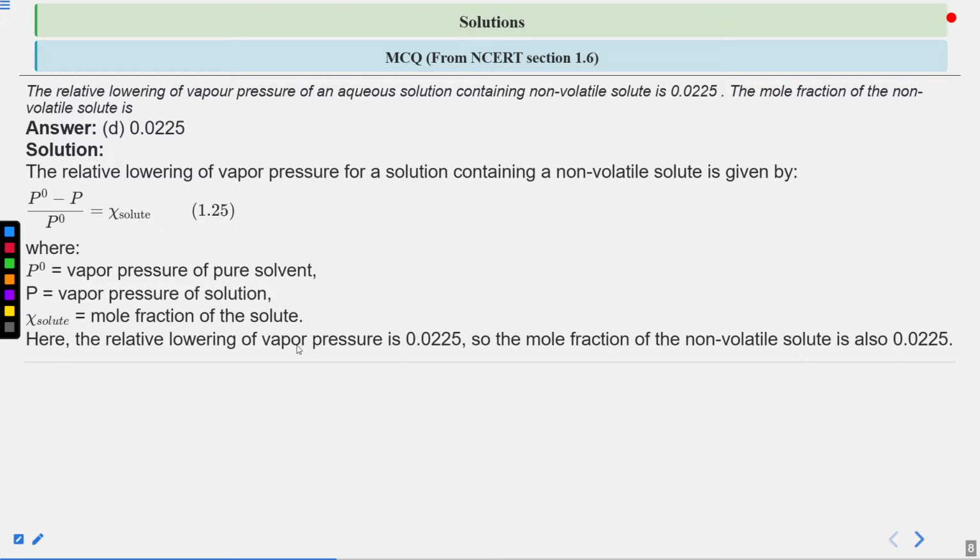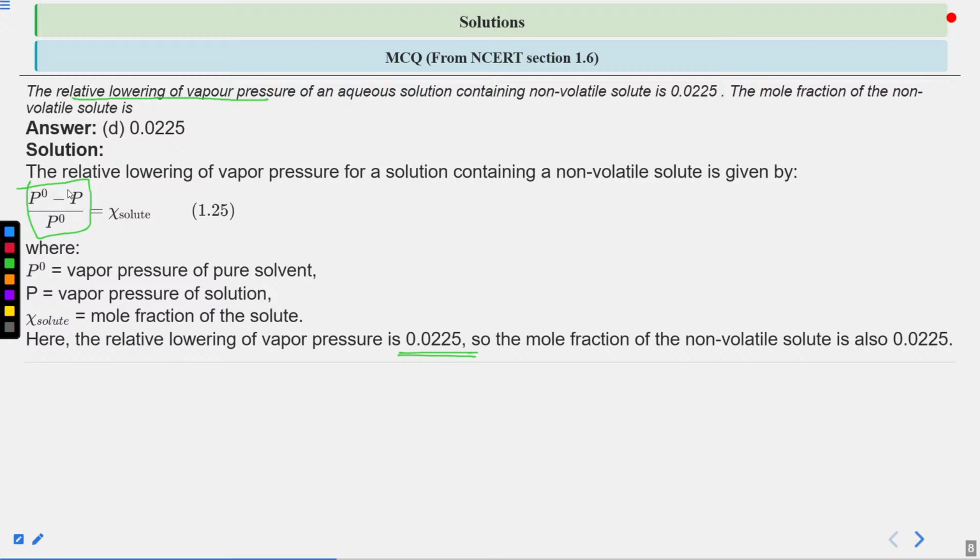Here, the relative lowering of the vapor pressure is given as 0.0225. Right, in the question it is given that the relative lowering of vapor pressure, and this relative lowering of vapor pressure is this term. We are defining this relative lowering of vapor pressure by this term, P naught minus P by P naught.